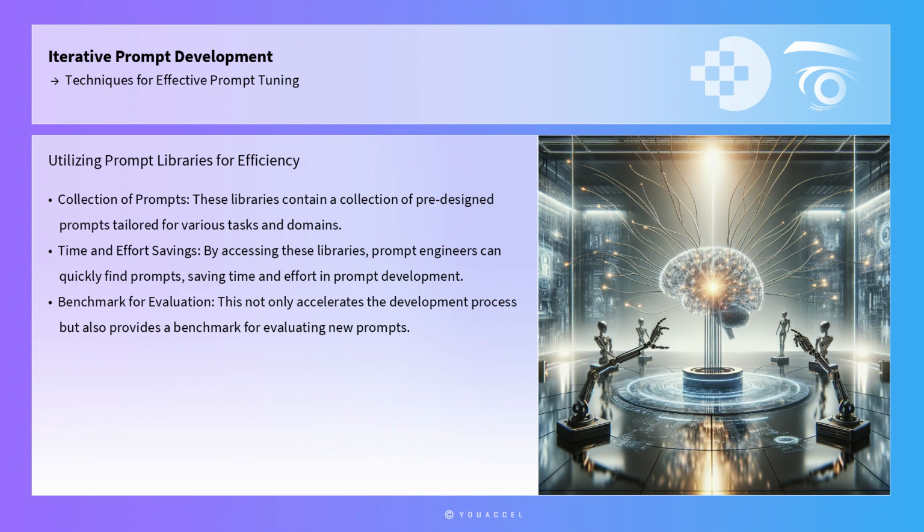Another practical approach is the utilization of prompt libraries. These libraries contain a collection of pre-designed prompts tailored for various tasks and domains. By accessing these libraries, prompt engineers can quickly find prompts that have been proven effective in similar contexts, saving time and effort in prompt development. For instance, OpenAI's GPT-3 model offers an extensive library of prompts that users can adapt and customize for their specific needs. This not only accelerates the development process, but also provides a benchmark for evaluating new prompts.